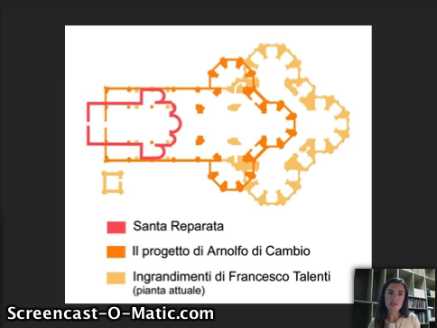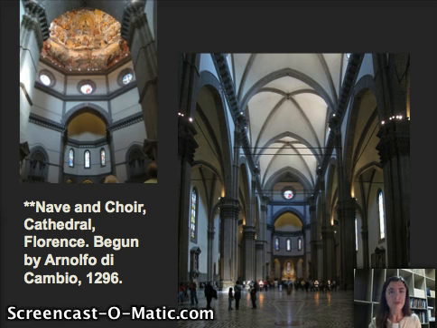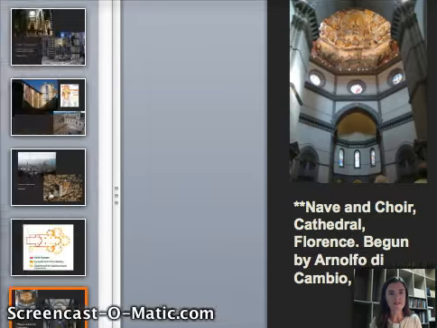It started off as a relatively small church to a saint, Santa Reparata, who was a local saint, and then it began to grow under Arnolfo di Cambio, and then grew even larger under Talenti. So again, these are churches that are growing larger and larger as cities are becoming more ambitious and are showing their pride in their city. Here's an interior. You can see that it retains some of the Gothic characteristics, pointed arches, a system of groin vaulting. So we're still in this transition period with some of these Gothic elements remaining with us.